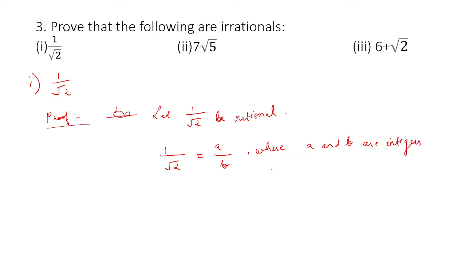Alright, so after this, let me take this to the left hand side. So b by root 2 equal to a. Okay, next I'll take root 2 to the other side, so root 2 a, and then I'm finally left with b by a equal to root 2. Okay, so what do we understand by this? We know, okay, that a and b are both integers. So obviously b by a is going to be a rational number, right?